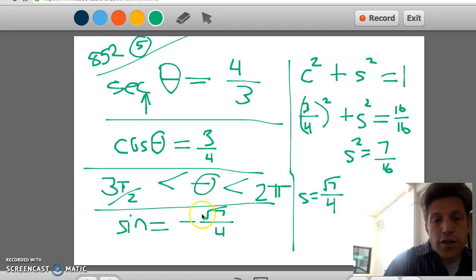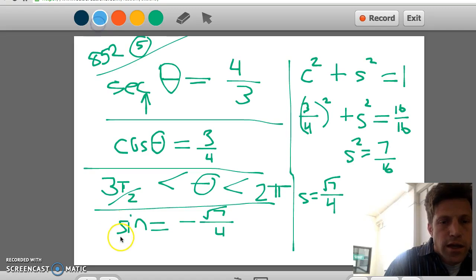And tangent is sine over cosine. We can just, the denominators would go away, and we'll get tangent equals negative root 7 over 3. So that's what we learned to do in class on Tuesday.